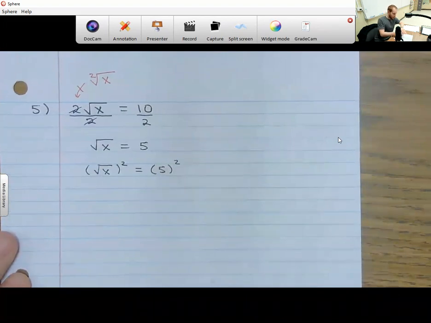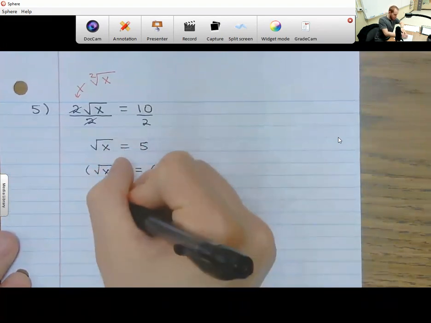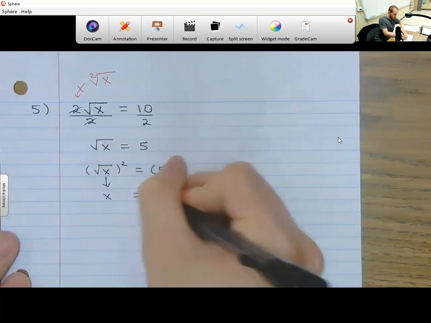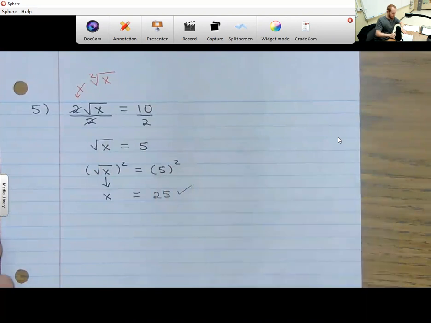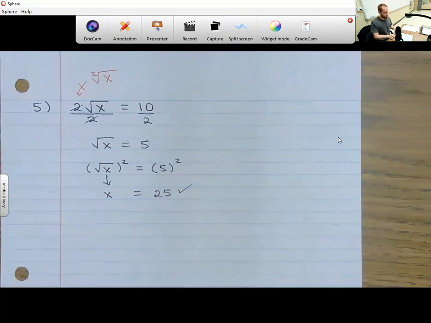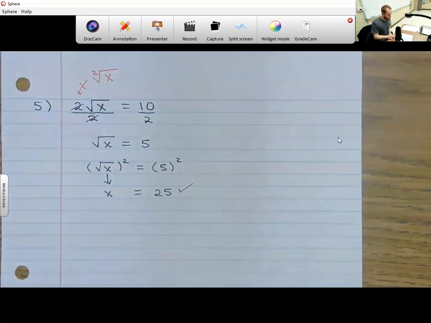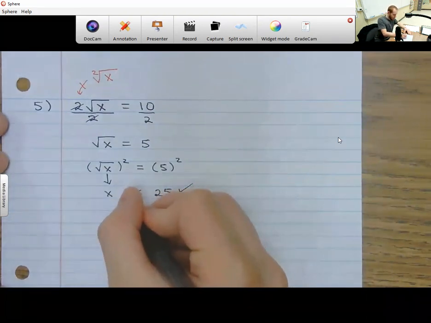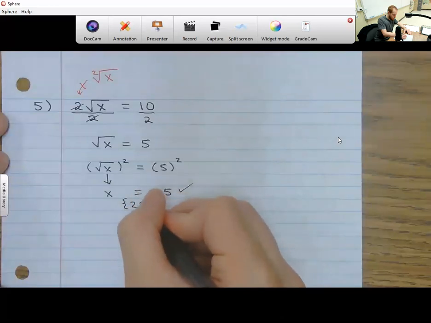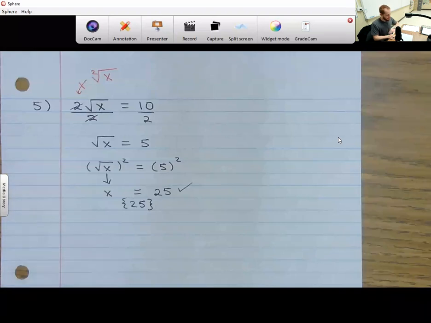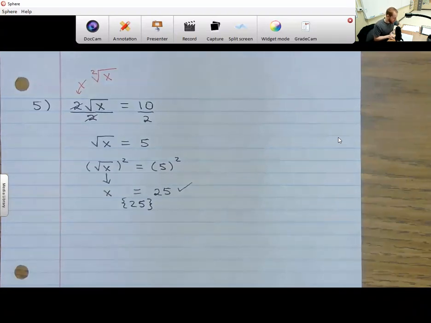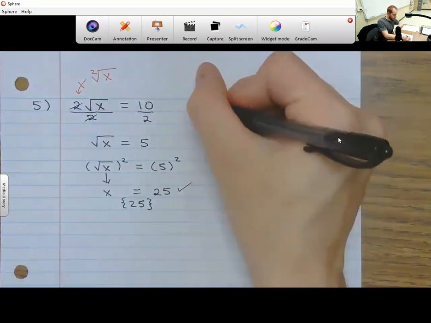Okay. The x is going to come out. And then on the other side, I'm going to get 25, because that's what 5 squared is. And that's it. I've got x by itself. I can write my solution set as 25. Okay, so now I know what my answer is, and now I'm ready to check it.